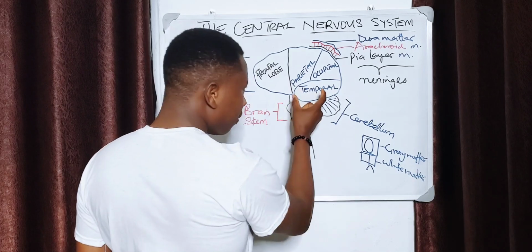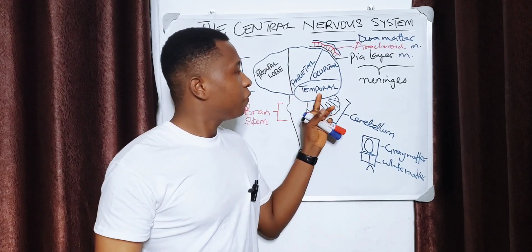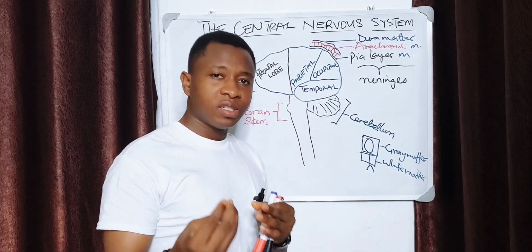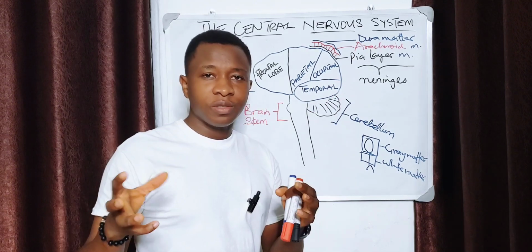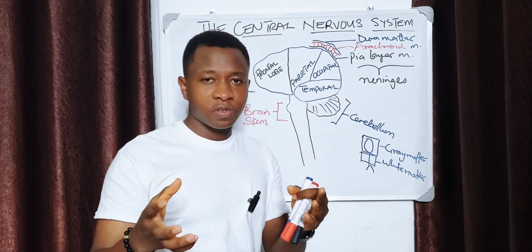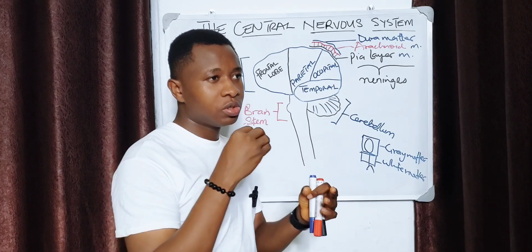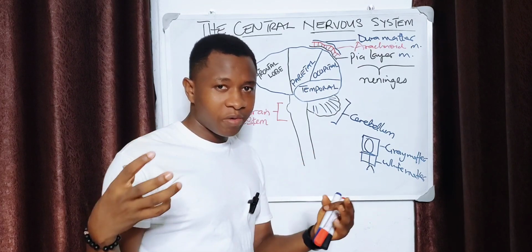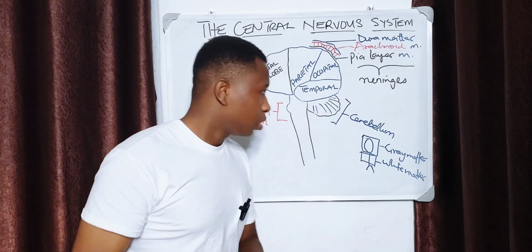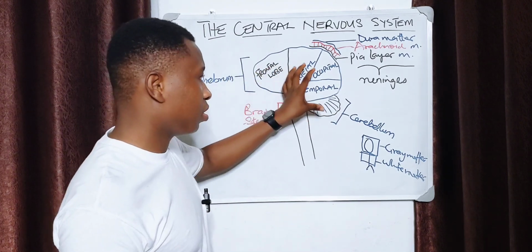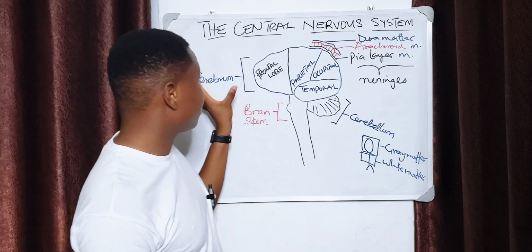Now the temporal lobe functions in audition, so it helps in auditory functions. Both speaking and hearing have to do with the temporal lobe. So that's the function of the cerebrum.